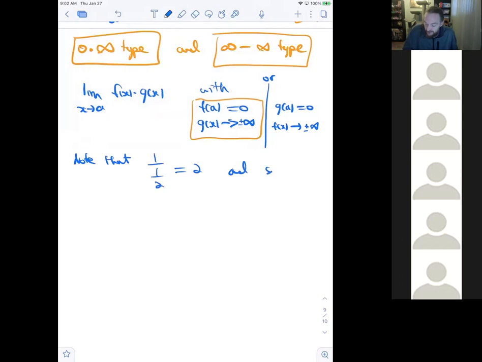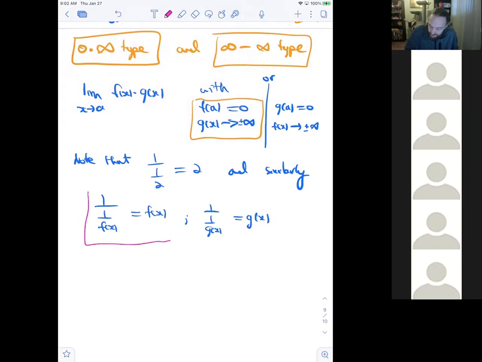And similarly, 1 over 1 over f of x is equal to f of x. This will be extremely useful. 1 over 1 over g of x is equal to g of x. So I'm just using that the inverse of an inverse is the function again, the reciprocal of the reciprocal is the function. 1 over 1/2 is just 2 again.